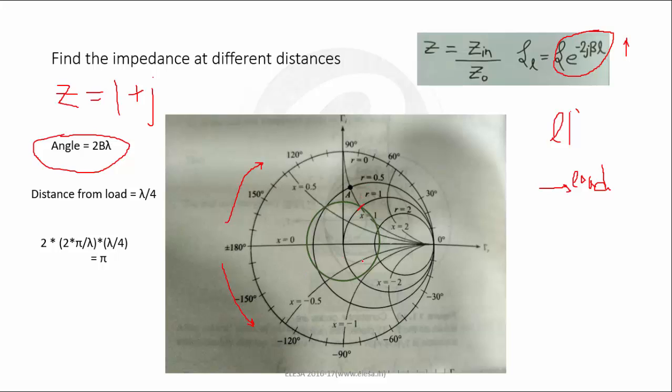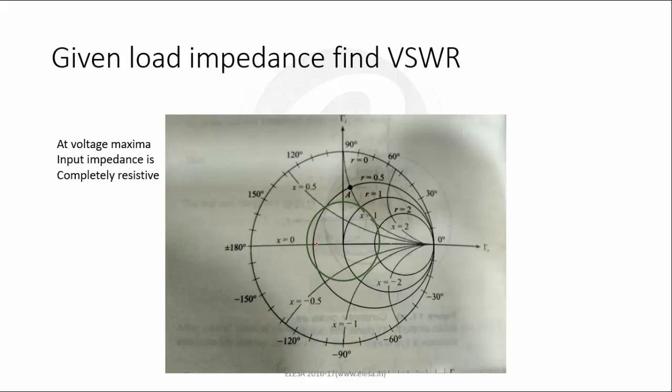Since we are moving away from the load and distance is increasing, hence we have to decrease the angle. So to decrease this angle, we must move this way. And by how much angle? By 180 degrees.